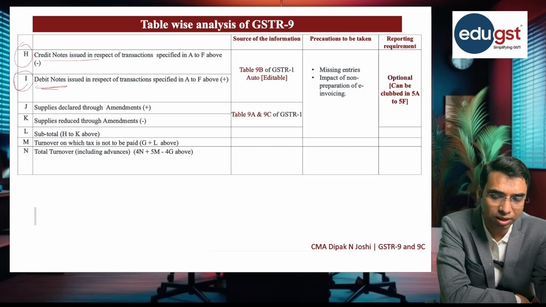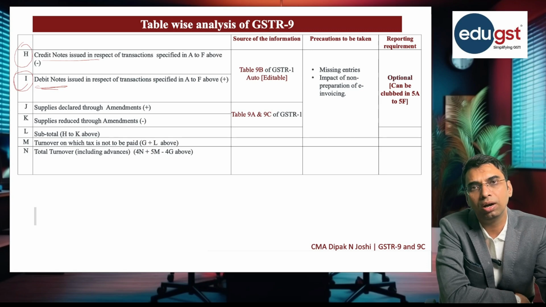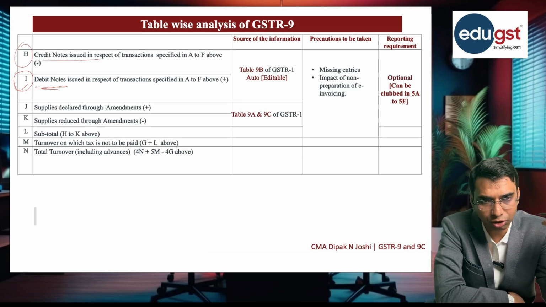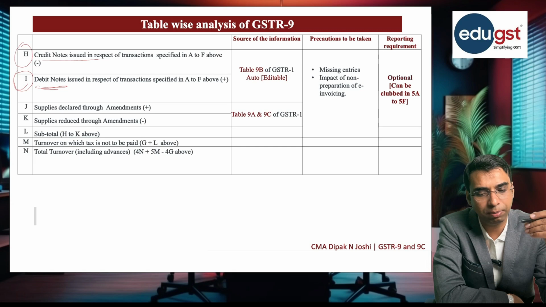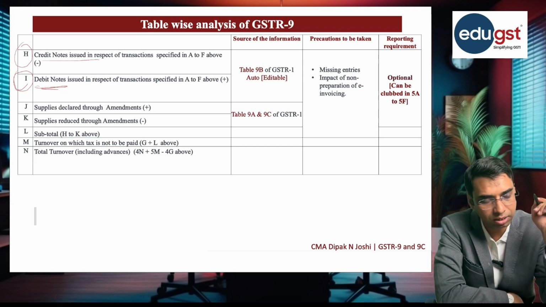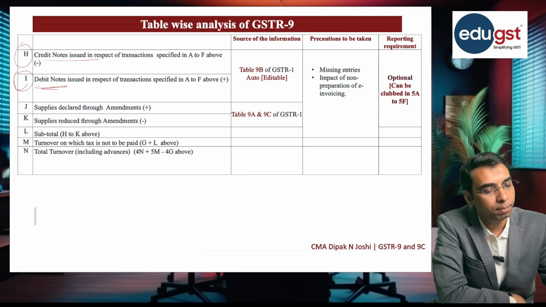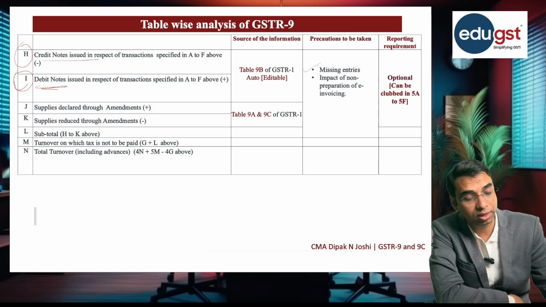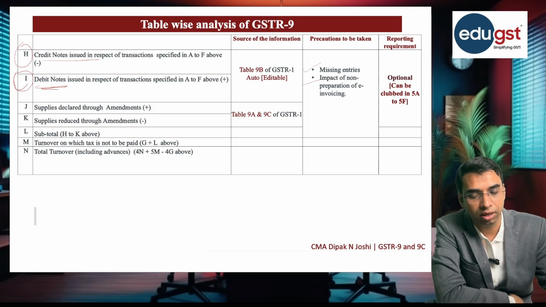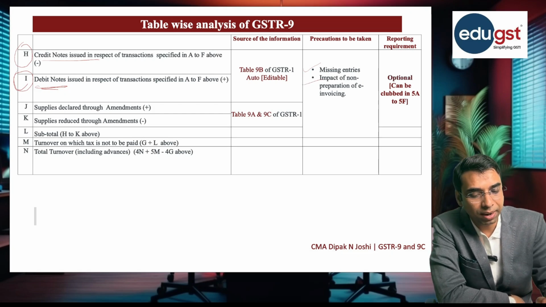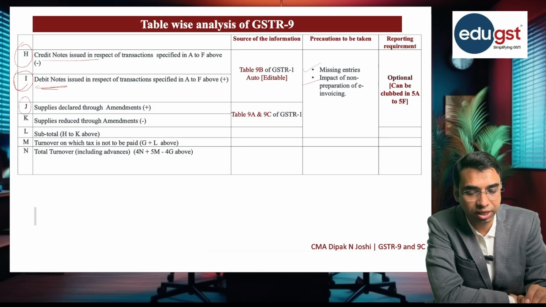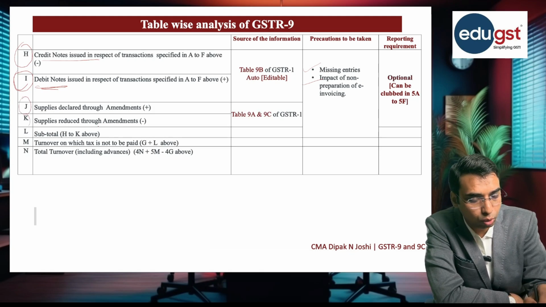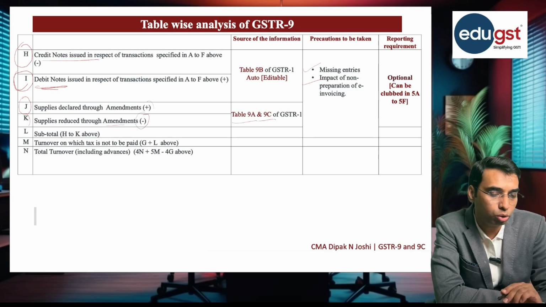Same logic which we have seen in case of debit note and credit note in case of outward supplies on which tax is payable. Same logic will be applicable in this case also. Missing entries, if there are any, you can add here. Impact of non-preparation of e-invoicing, however, needs to be taken care of. Supplies declared through amendment 5J and supplies declared reduced through amendment. So amendments positive and negative, table number 9 and 9C will be the source table.